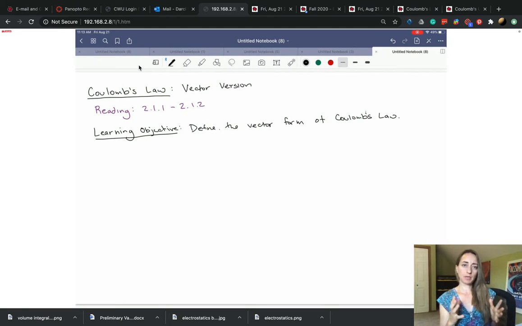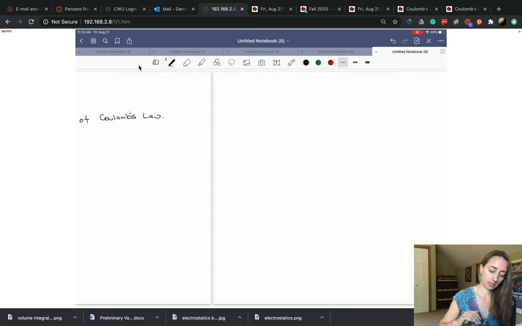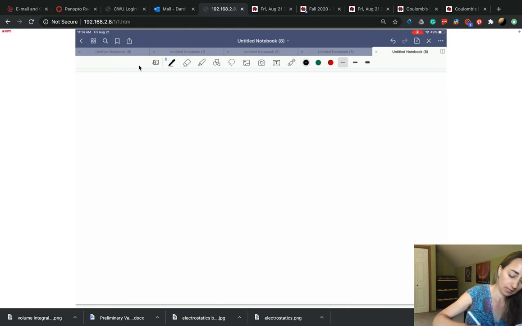All right, guys, let's keep going. We talked about the scalar version of Coulomb's law. We talked about units. You guys can handle the vector version, so that's what we're going to get into in this lecture. The vector version of Coulomb's law is just a little bit different than the scalar version.